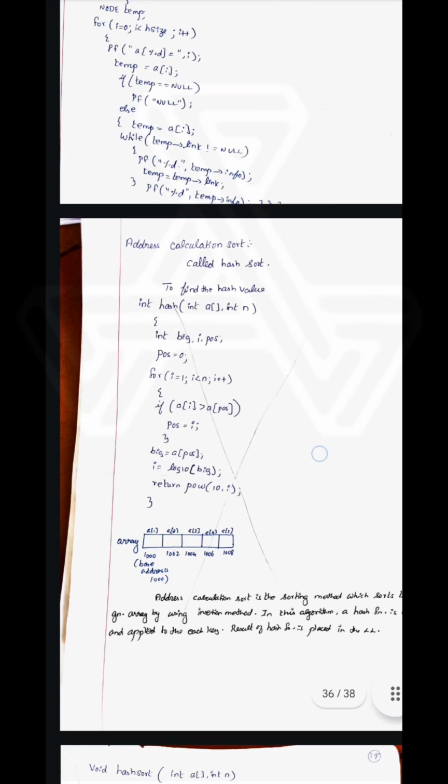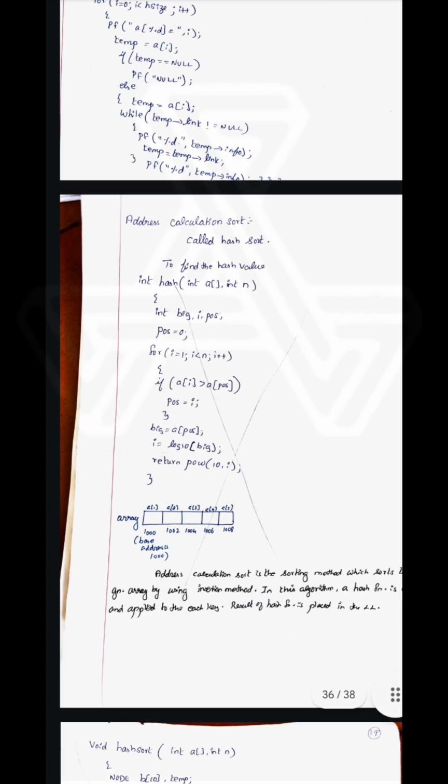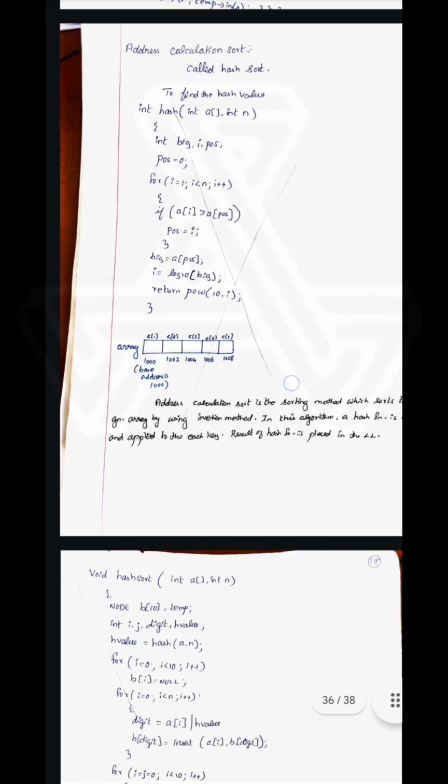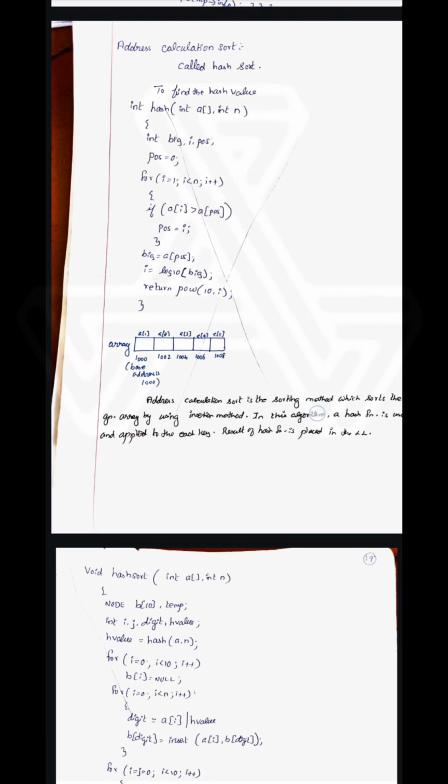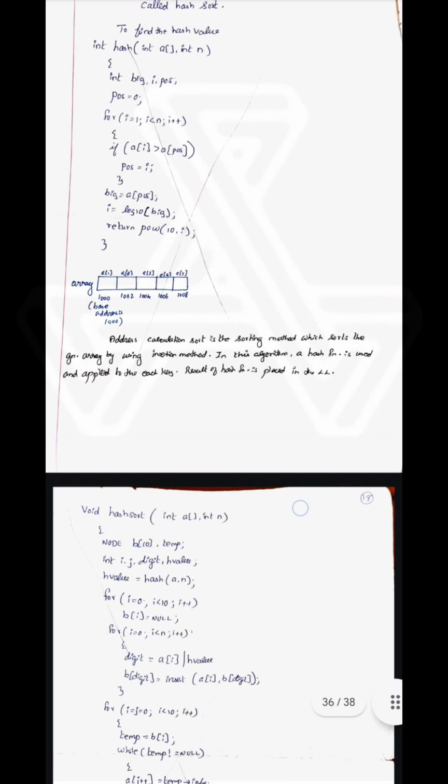Address calculation sort is called hash sort. To find the hash value: int hash(int a[], int n), int big, i, pos equals 0. For i equals 1; i is less than n; i plus plus, if a of i is greater than a of pos, pos equals i. Big equals a of pos, i equals log 10 of big, then return power of 10, i. Address calculation sort is a sorting method which sorts this.